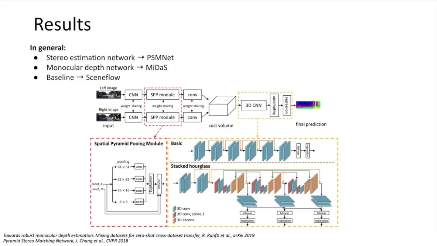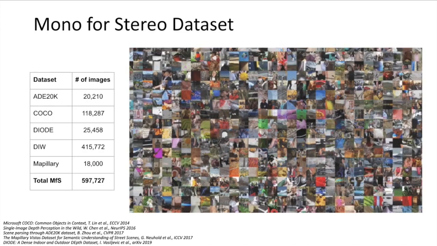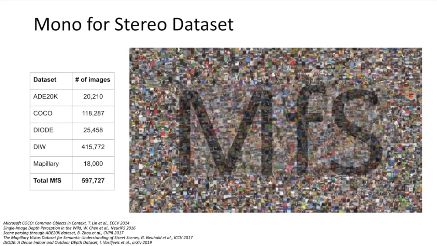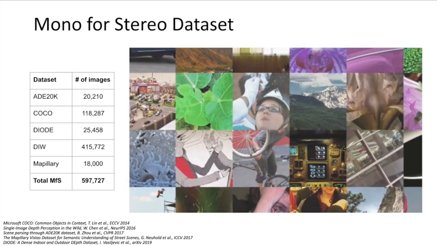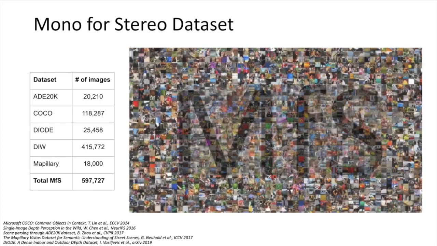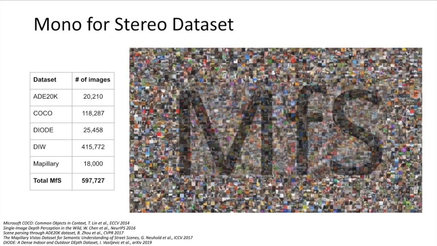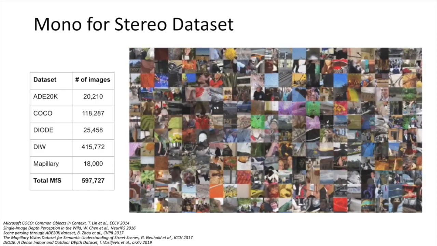In general, we consider our baseline to be a scene flow trained network. We collate a dataset called Mono for Stereo, or MFS, which consists of single images for use as input to our stereo image synthesis approach. MFS consists of almost 600,000 images, giving a large variety of scenes under diverse imaging conditions.